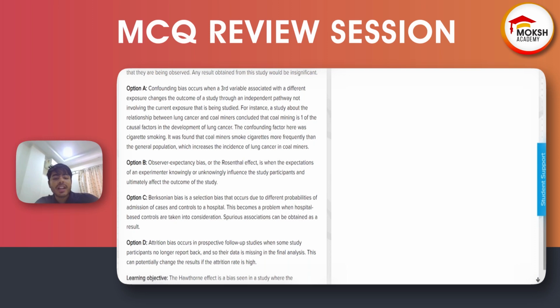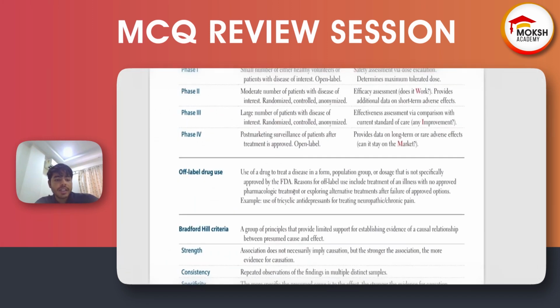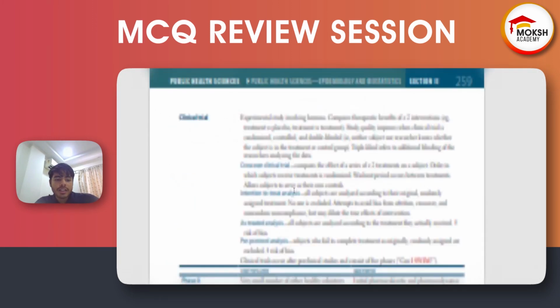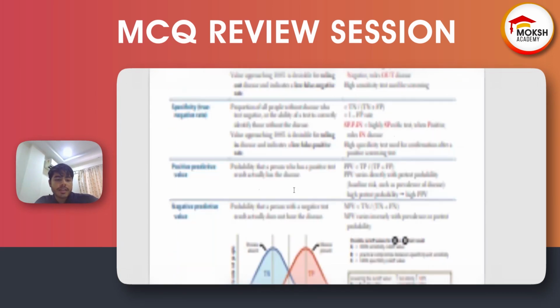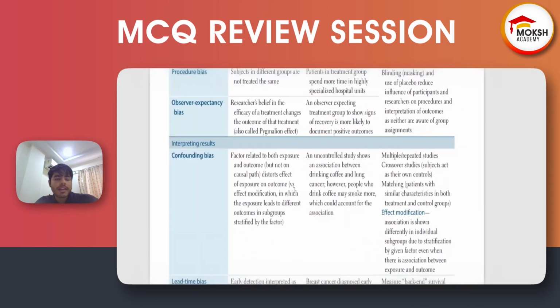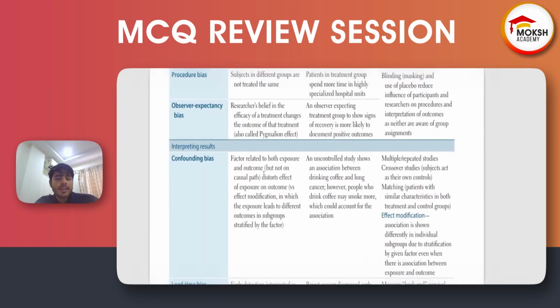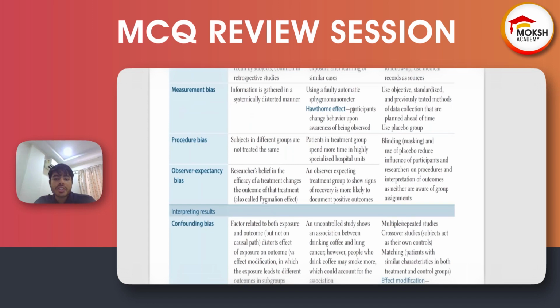This is also very well described in your First Aid, and it is given here. These are the types of study, and here the biases are described. So here is the Hawthorne bias: participants change their behavior upon awareness of being observed. Here it is the same thing: the healthcare workers know they are being observed for hand washing, so they will do it with utmost care.